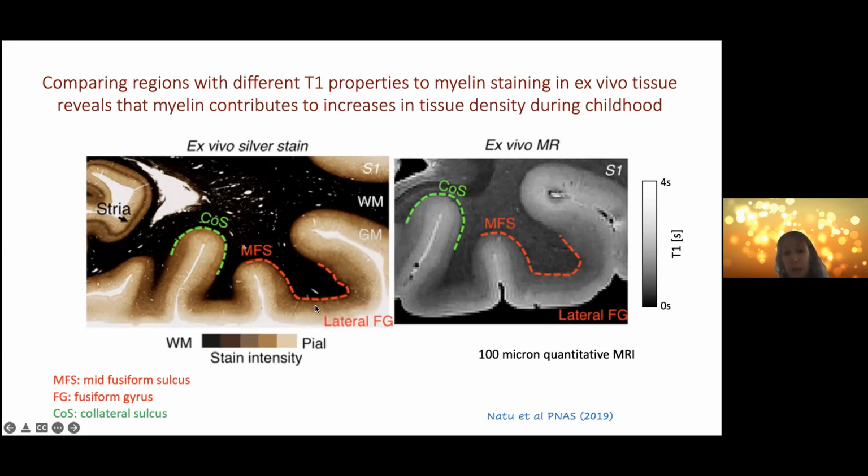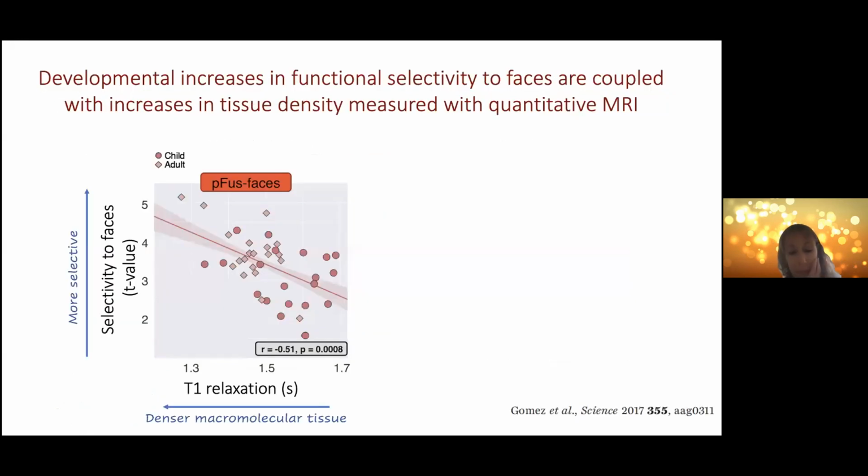So we think that this contrast that we're seeing with MRI is really associated, even in cortex, with myelination. So this suggests that this decrease that we see from childhood to adulthood in the T1 relaxation time is probably not associated with pruning, but is associated with tissue growth.